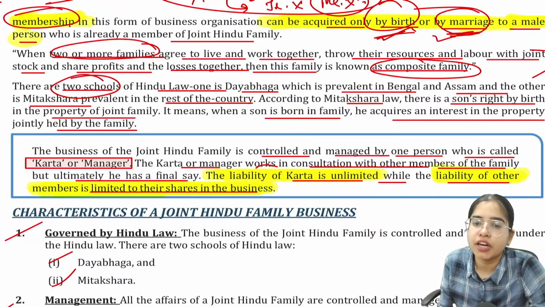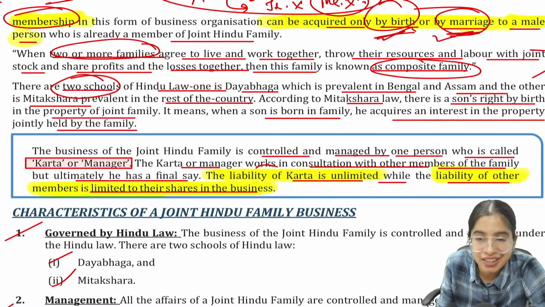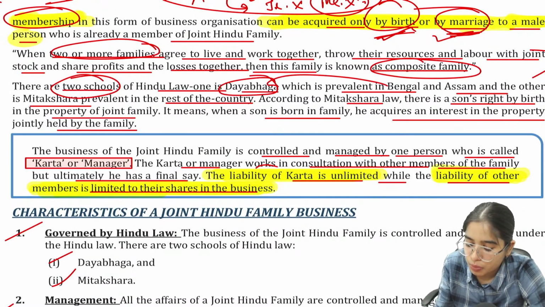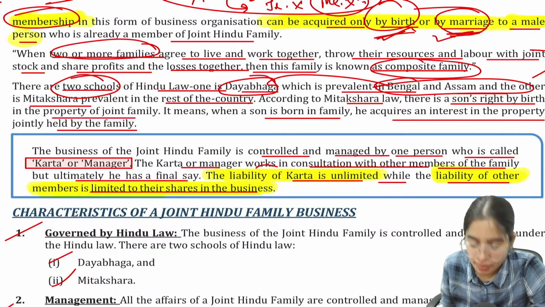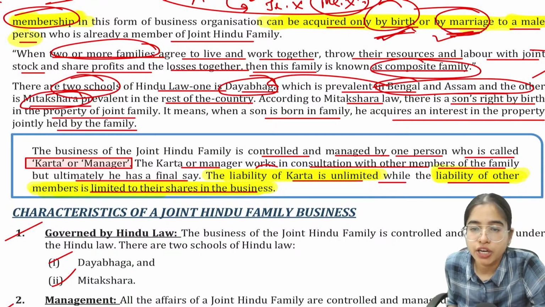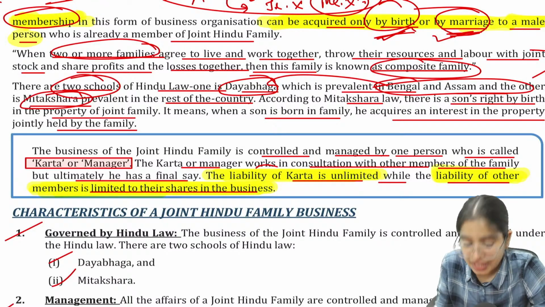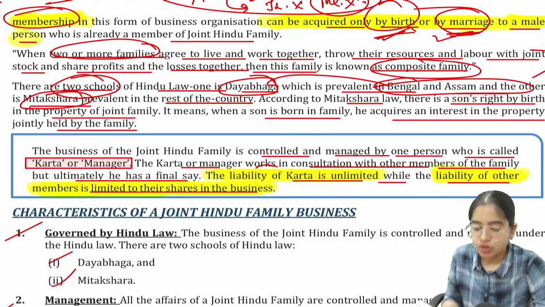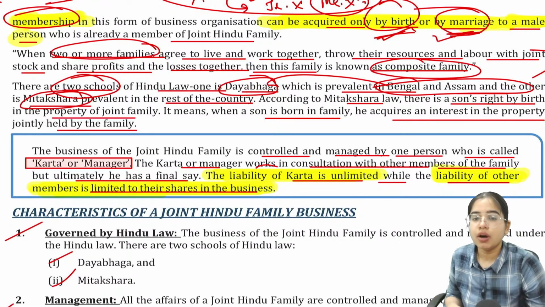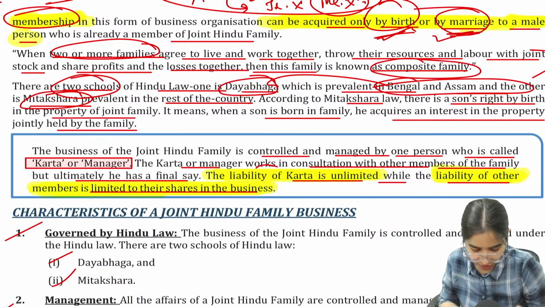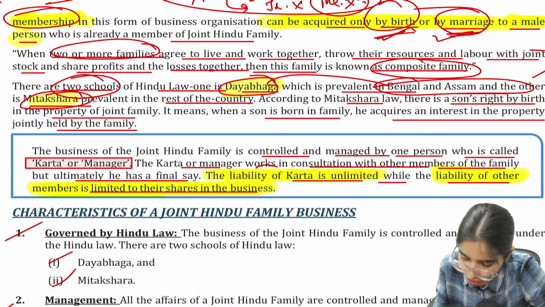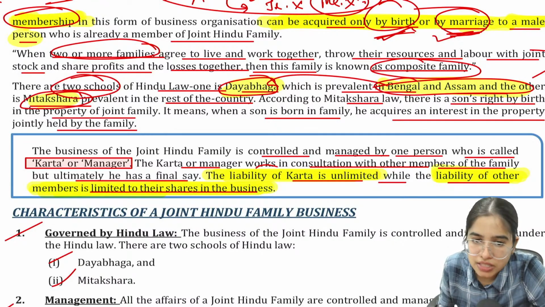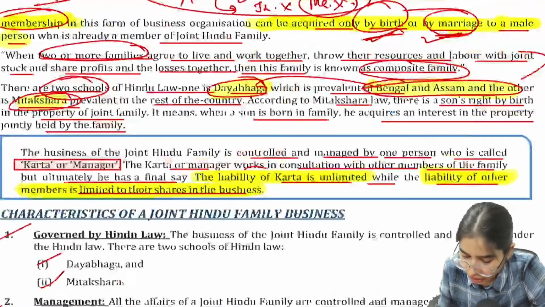For HUF, there are two old schools in India. One is Daya Bhaga, which is prevalent in West Bengal and Assam, and the other is Mitakshara. So there are two schools of Hindu law. Basically, this HUF is governed by Hindu law. Number one is Daya Bhaga, another one is Mitakshara. Daya Bhaga is prevalent in Bengal and Assam, and Mitakshara is prevalent in the rest of the country.